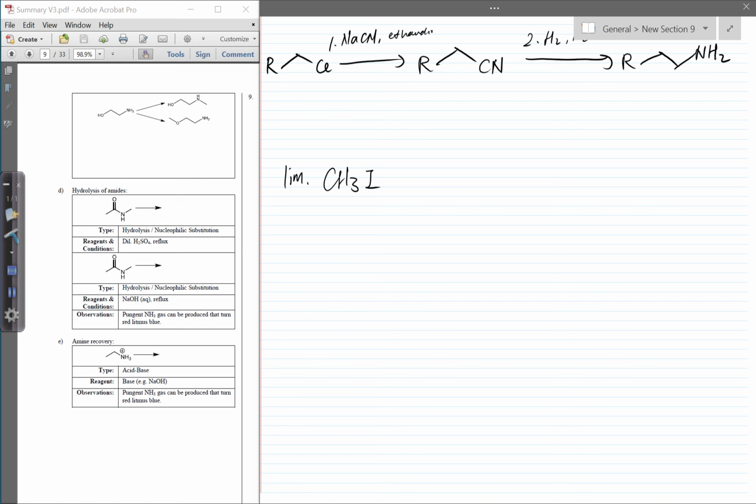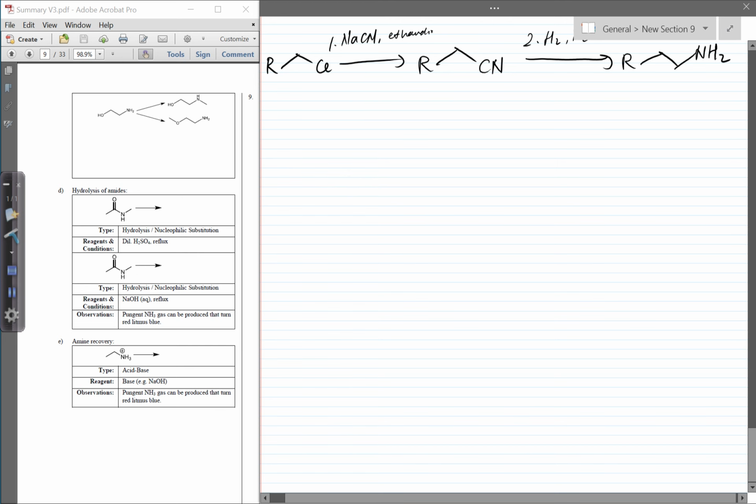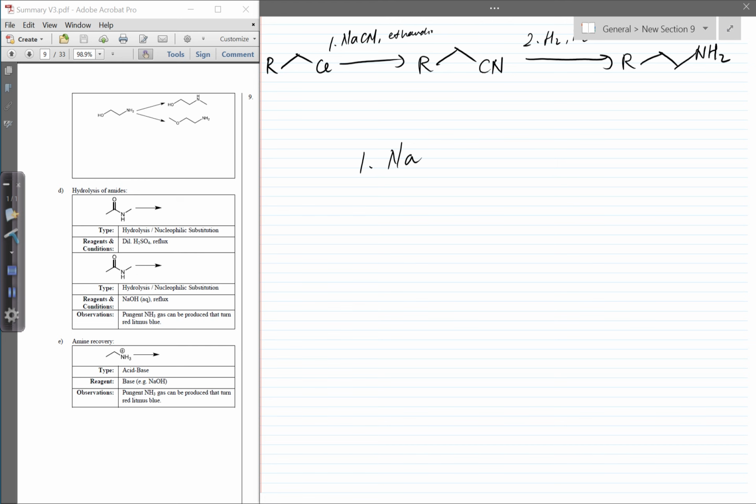But how do you make alcohols more nucleophilic than amines? Is to deprotonate them, right? So you can just add a base. So what base do you add? The answer is sodium. You already learned it, right? Only sodium is able to deprotonate your alcohols. So you first add sodium.